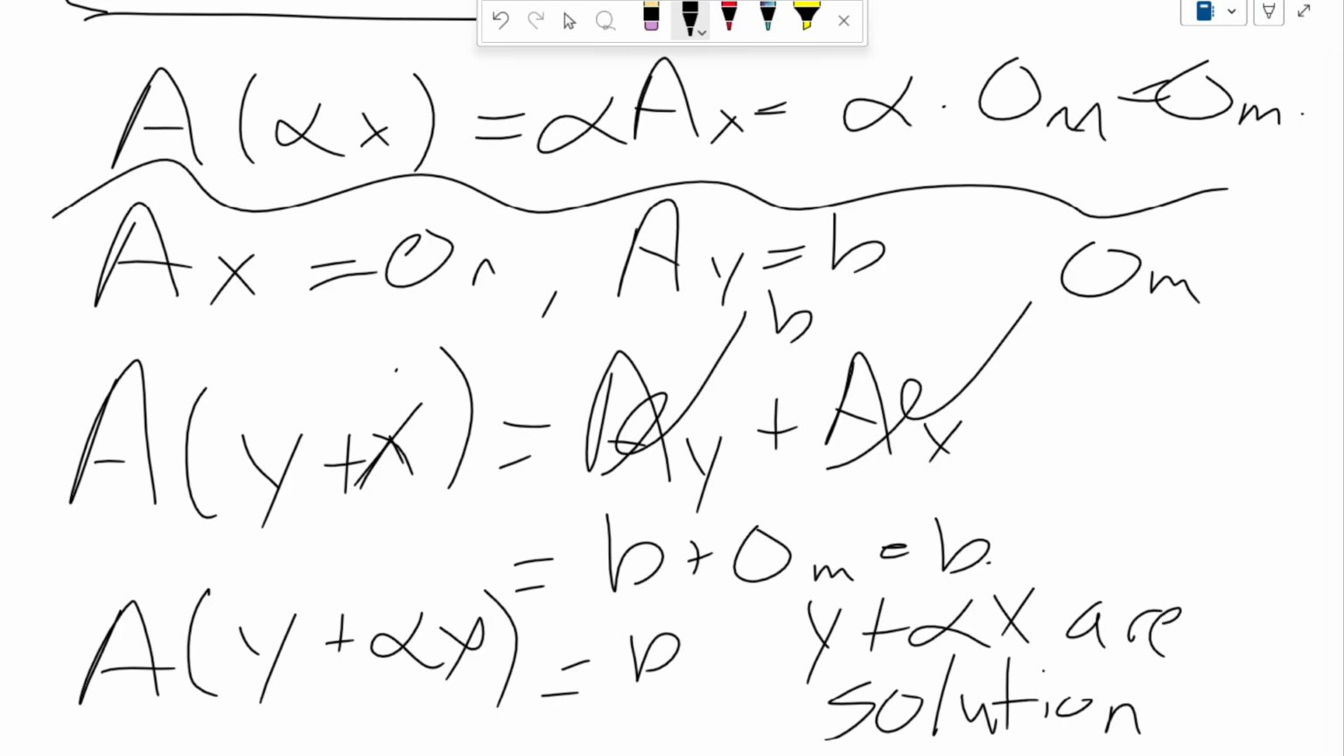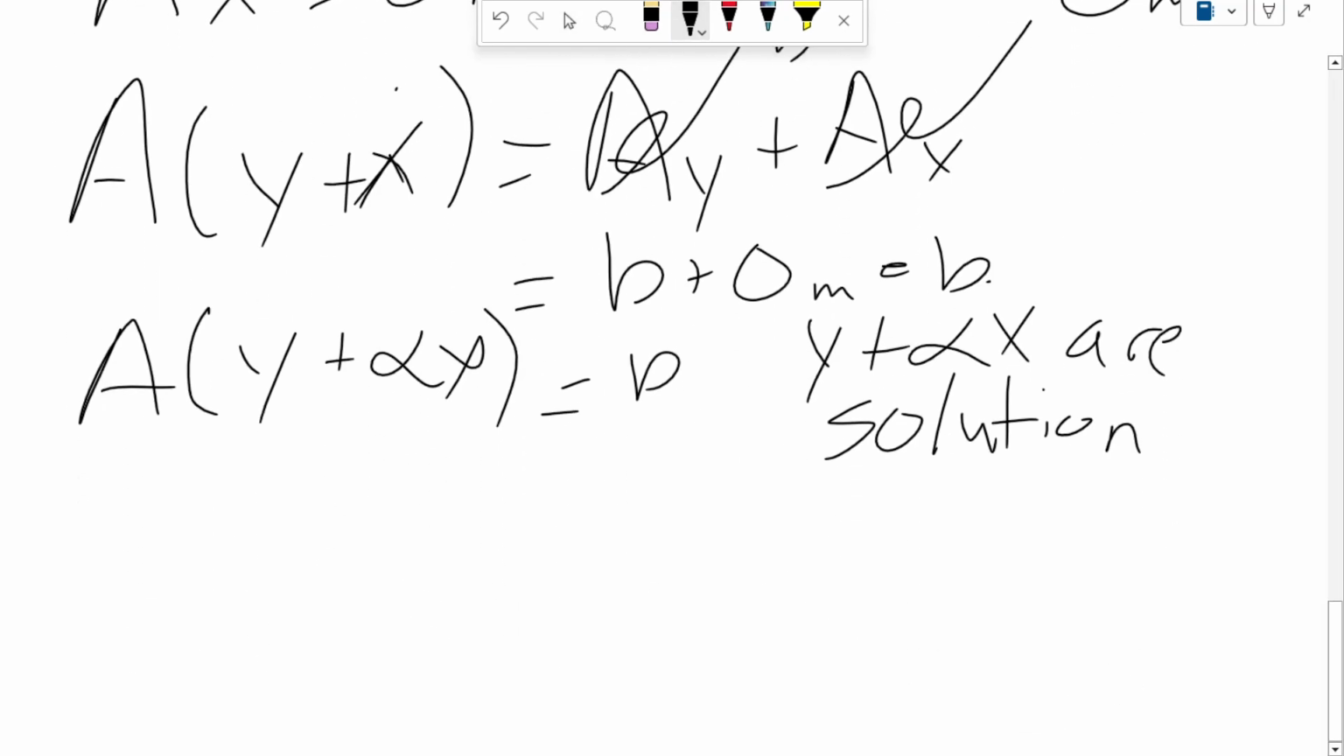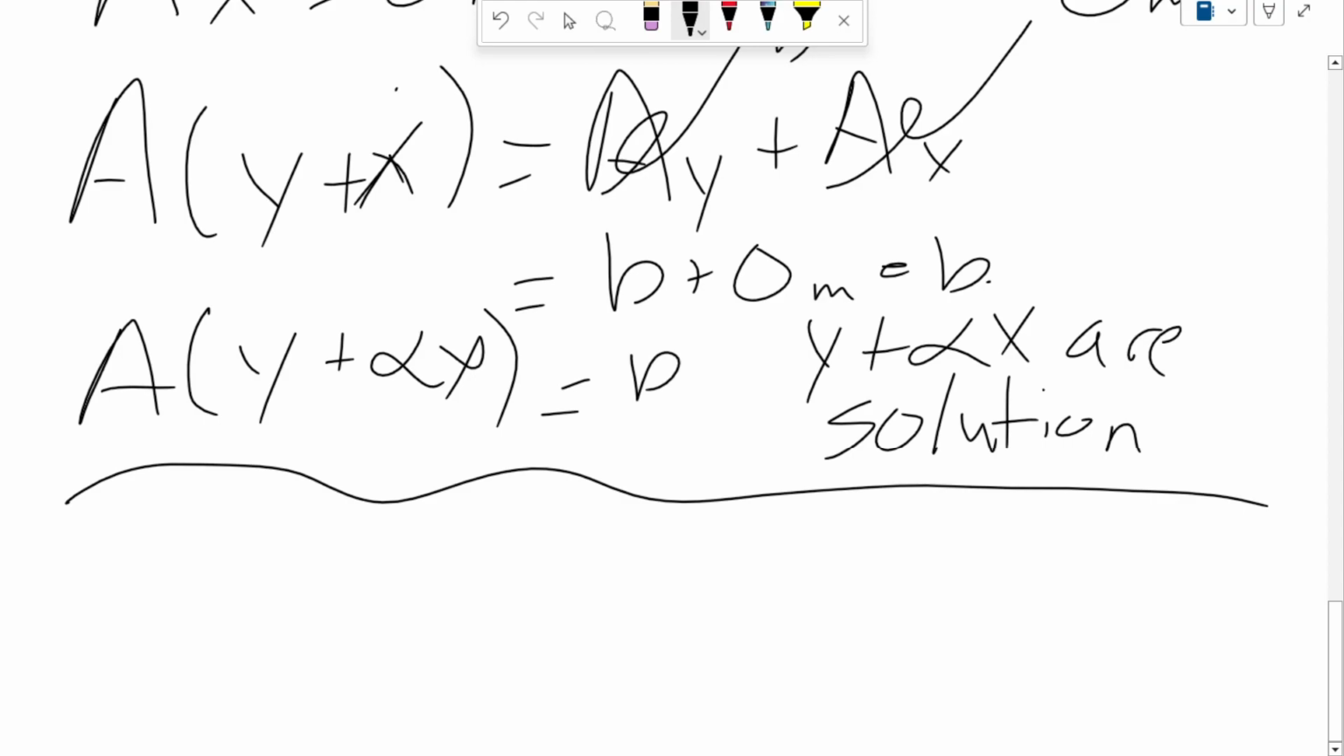So that means there's only two options. As long as you have a non-trivial null space, so as long as your null space contains at least one non-zero vector, then every system Ax equals b has either no solutions or infinitely many solutions. All right, so we've eliminated that third option. Are there any questions so far? Okay. Cool.